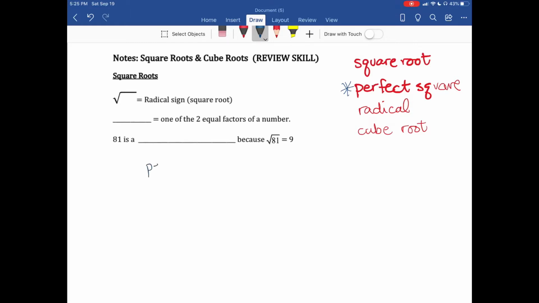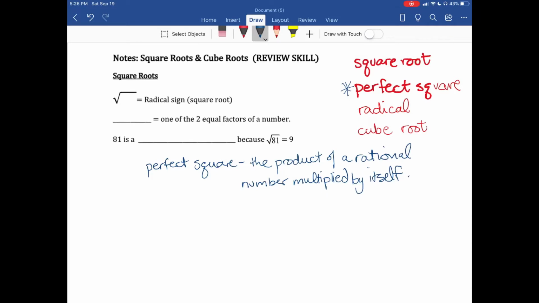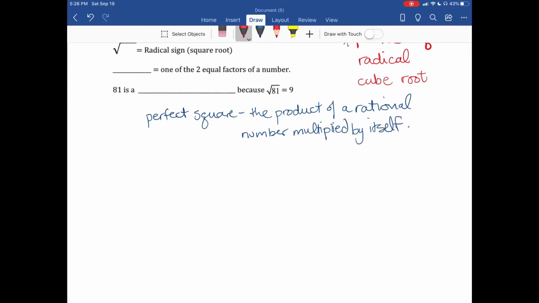So how would we define a perfect square? Well, the definition of a perfect square is the product of a rational number multiplied by itself. So what does that look like? Here's an example. If I had the number 7 and I multiplied it by itself, so 7 times 7, which we could also write as 7 squared, is 49. So by definition, 49 would be a perfect square because it is the product of a rational number multiplied by itself. 7 squared, 49, so 49 is a perfect square.